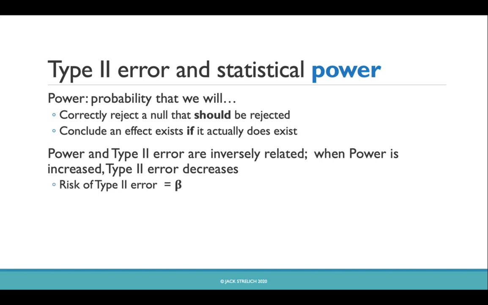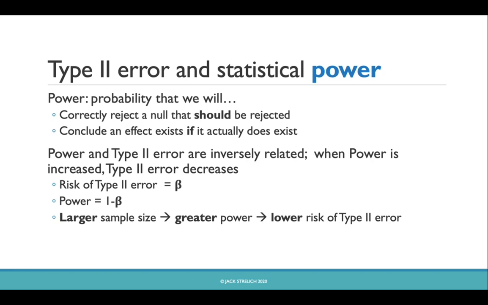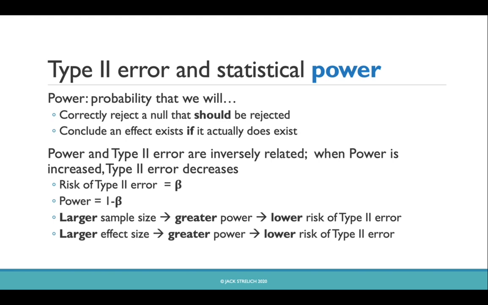Our risk of a type 2 error, as we saw in the table, is represented by beta, and our power is 1 minus beta. This means that, by definition, as our power increases, our risk of type 2 error decreases, and vice versa. The big idea here is that larger sample sizes lead to greater power and to lower risk of type 2 errors. Larger effect sizes also lead to greater power and also lead to lower risk of type 2 error.